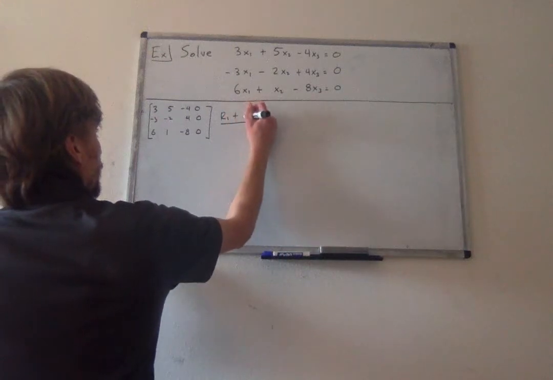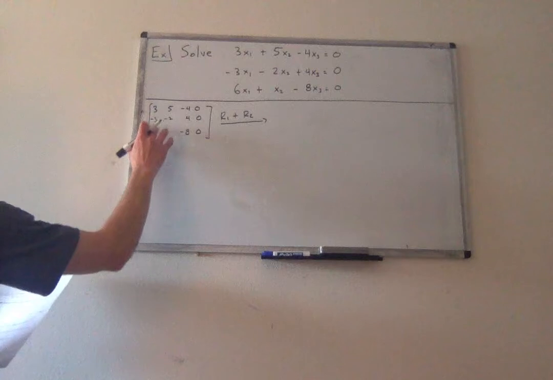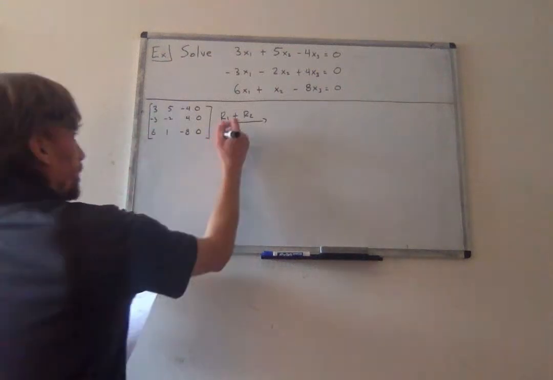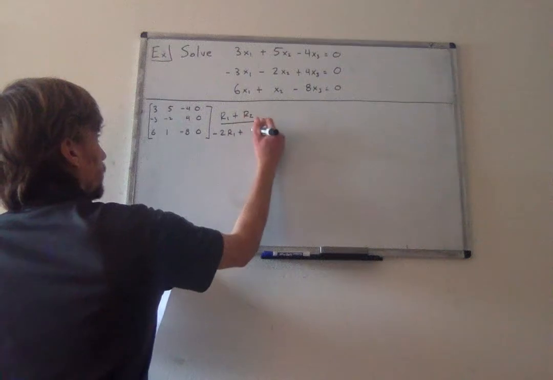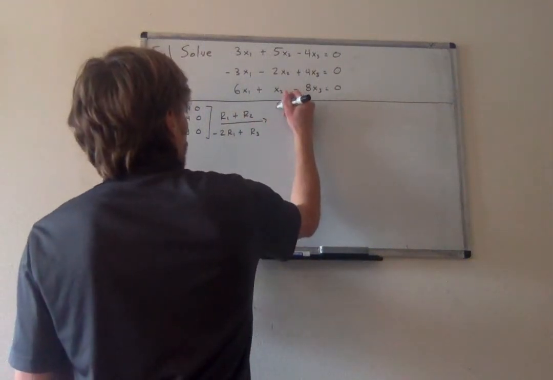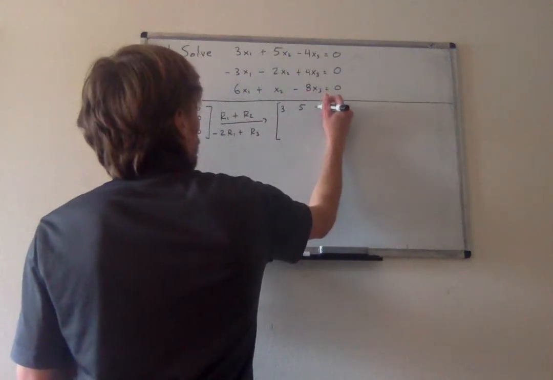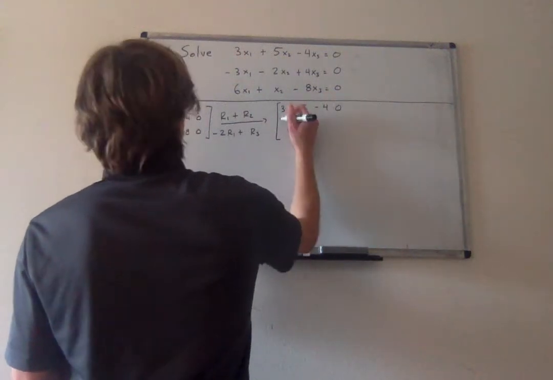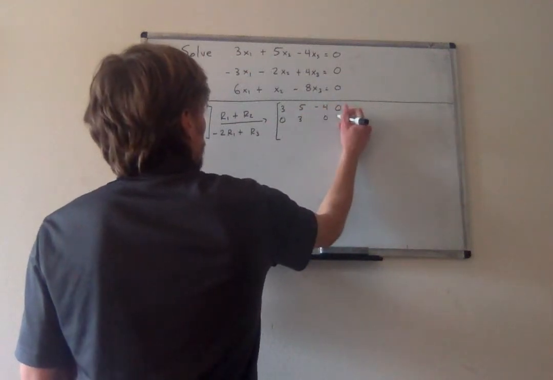So first thing, I'm going to choose this 3 to be my pivot. So I'm going to clear out the -3 and the 6. And I'll do this simultaneously just to save a little bit of space and time. So notice to clear out the 3, I'm going to do row 1 plus row 2 and replace row 2. So that gives me 0, 3, 0, 0.